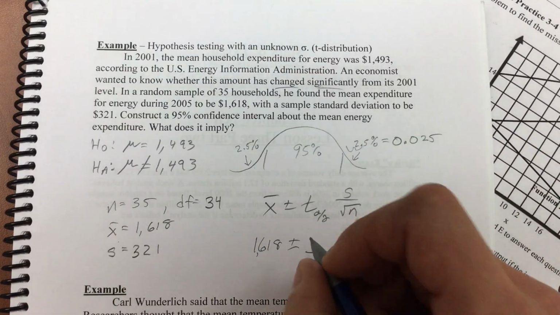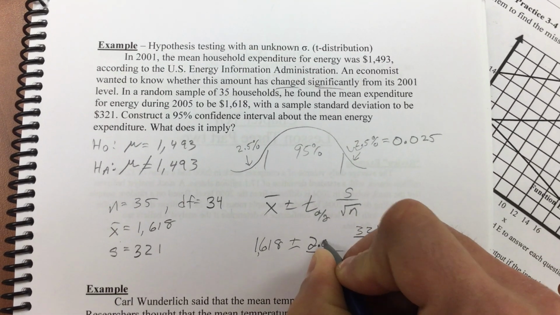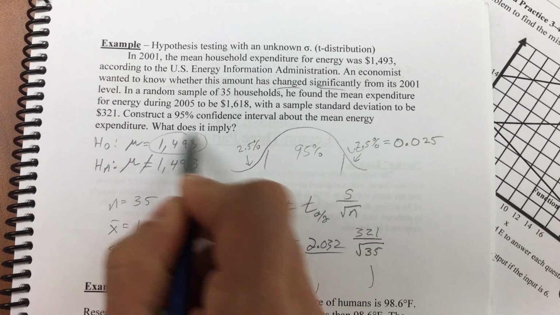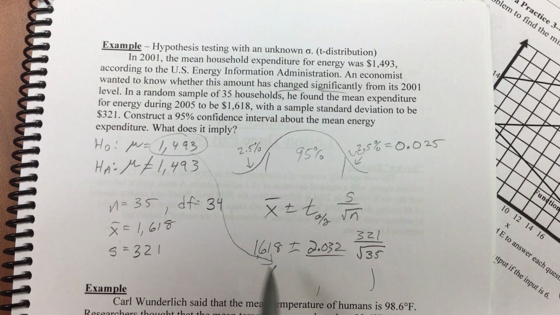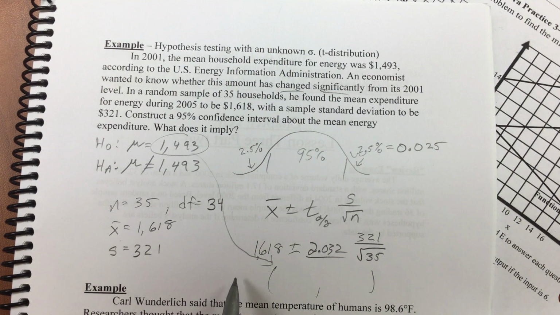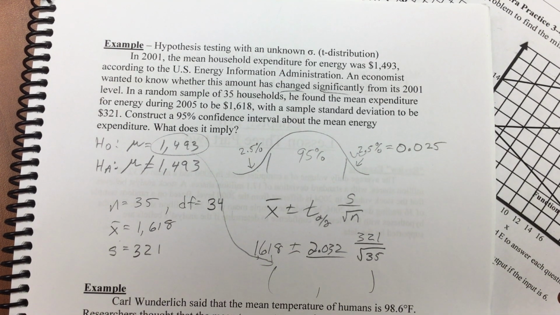Okay? I'm going to throw this in here. You run this confidence interval. If this number is in the confidence interval, you do not reject. If this number is outside the confidence interval, you do reject. Just like what we did before.